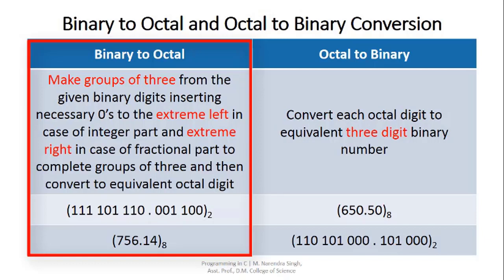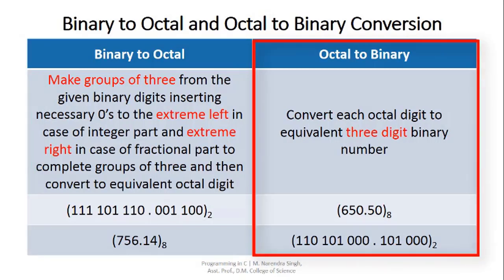So this is pretty fast. How did we do it? We make the binary number into groups of 3. If any group doesn't have 3 digits, then we insert zeros. Those zeros can be inserted only to the extreme left and to the extreme right, not in between. Then we convert its groups of 3 binary digits to the equivalent octal digit.